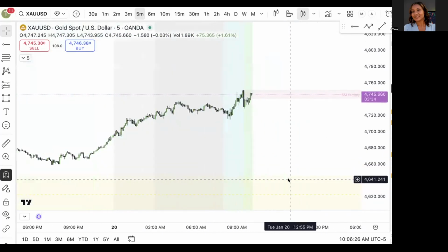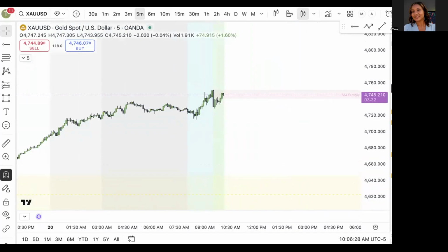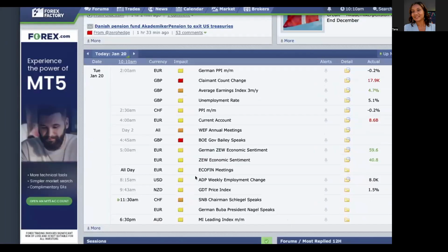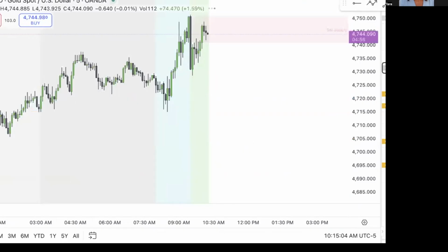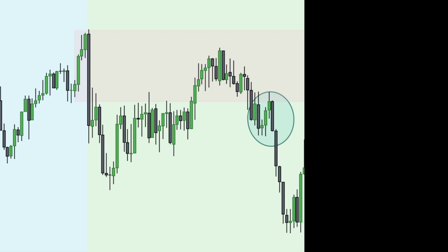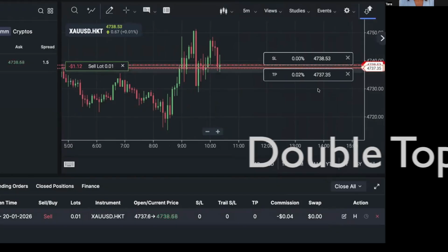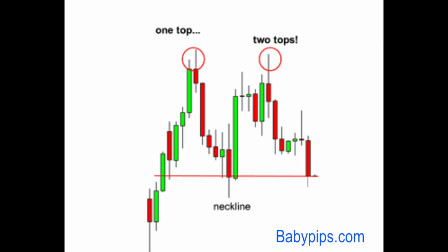Before we trade, we're always going to check Forex Factory or some sort of news source to see if there's any news that's happening during this time. Okay, and what we've noticed so far is that we're getting an engulfing candle, and this also looks like a pattern that we've seen before called a two-top.